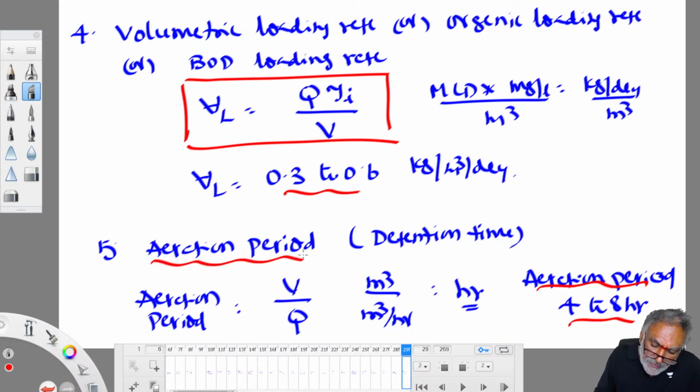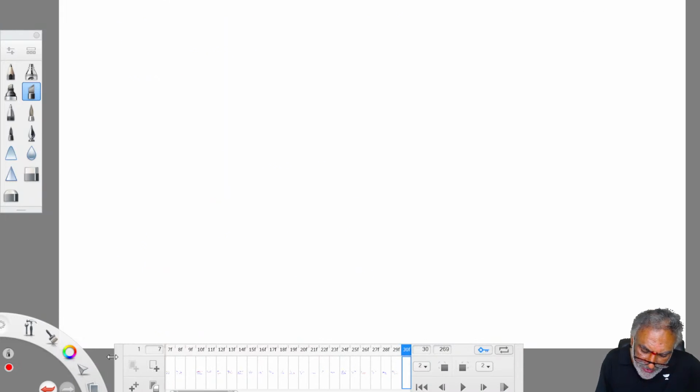How long is oxygen supplied to microorganisms? That's called aeration period. As long as wastewater is present in the aeration tank, for that much time period oxygen is supplied. How long wastewater remains in that tank is the detention time that we provide. So this is nothing but detention time only. Understood? Next parameter, BOD removal efficiency.